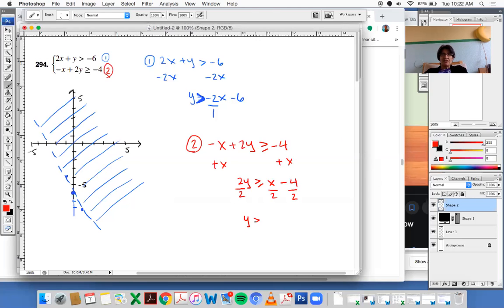So y is bigger than or equal. Let's write this as 1/2 x minus 2. All right, so minus 2 is my y-intercept, and 1 over 2 is my slope. So they're both positive, so I go up 1 and over 2. Okay, so looking here, the line is solid, and I need to shade above. Okay, so solid line and shade above.